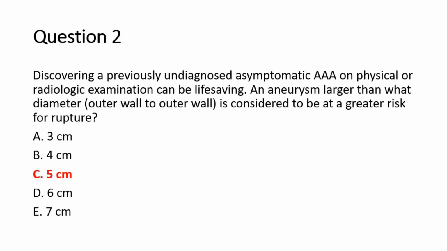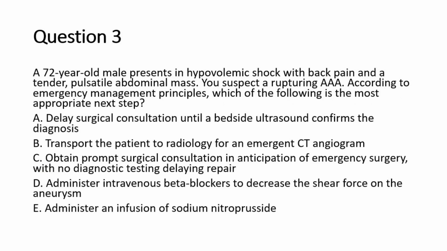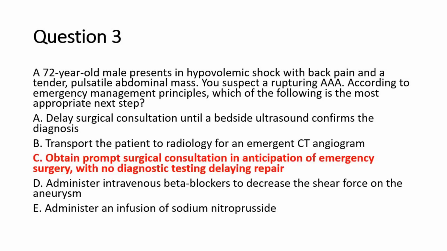Question 3. A 72-year-old male presents in hypovolemic shock with back pain and a tender, pulsatile abdominal mass. You suspect a rupturing AAA. According to emergency management principles, which of the following is the most appropriate next step? C. Obtain prompt surgical consultation in anticipation of emergency surgery, with no diagnostic testing delaying repair.